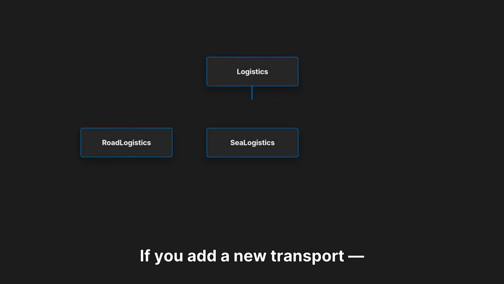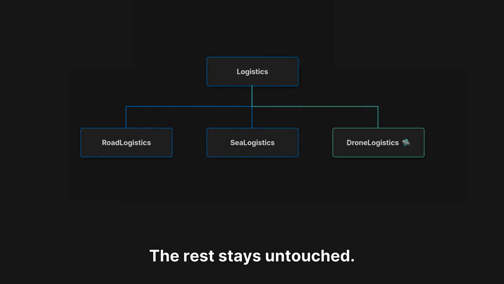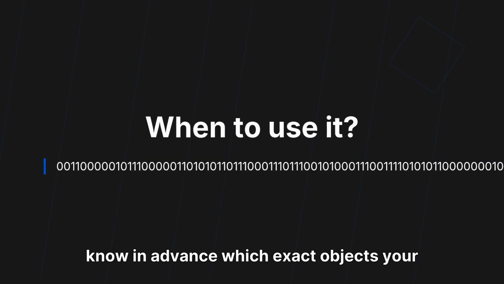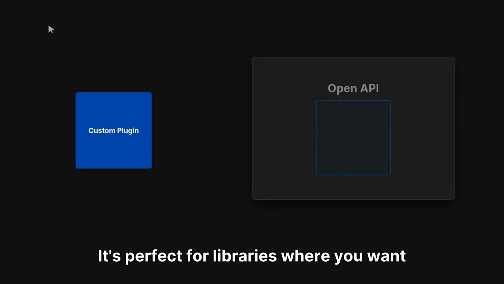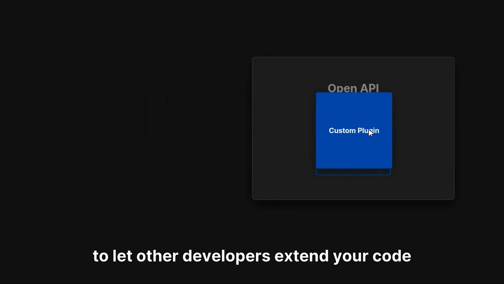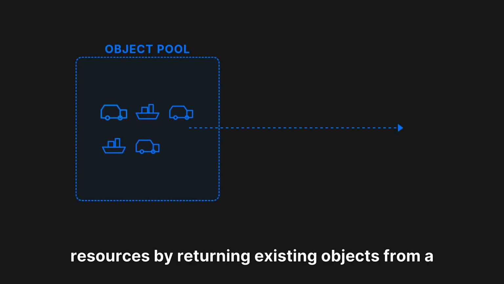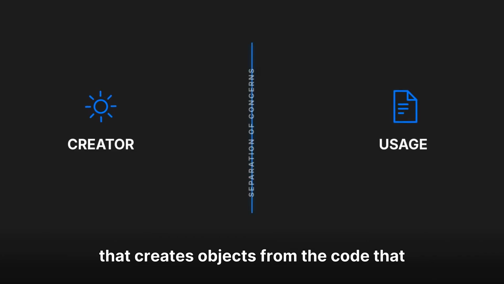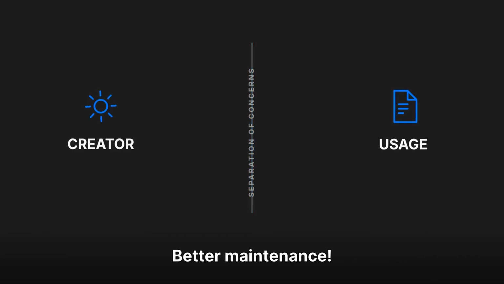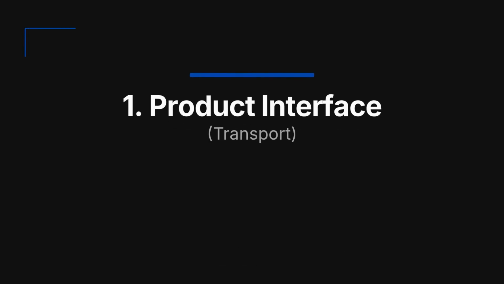If you add a new transport, say DroneLogistics, you just create one new class. The rest stays untouched. Use the factory method when you don't know in advance which exact objects your code will need. It's perfect for libraries, where you want to let other developers extend your code with their own products. You can also use it to save resources by returning existing objects from a cache instead of creating new ones. The key benefit is separating the code that creates objects from the code that uses them. Better maintenance.